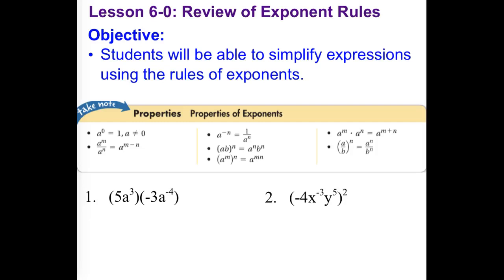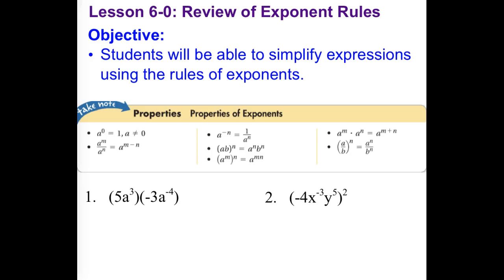So we are starting chapter 6. This is in your textbook called The Concept Bite, but it's just a review of all of the exponent rules that you learned back in Algebra 1. Okay? And we're going to go through briefly each rule, and then we'll start putting them together to simplify some expressions. Okay?